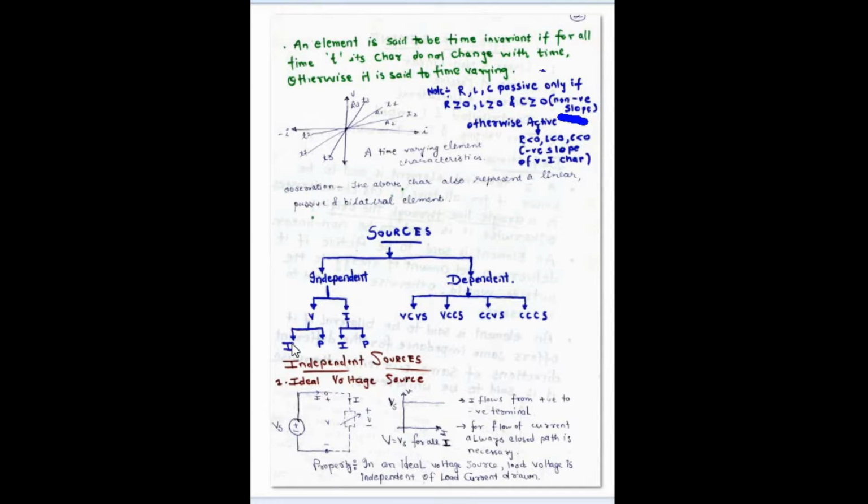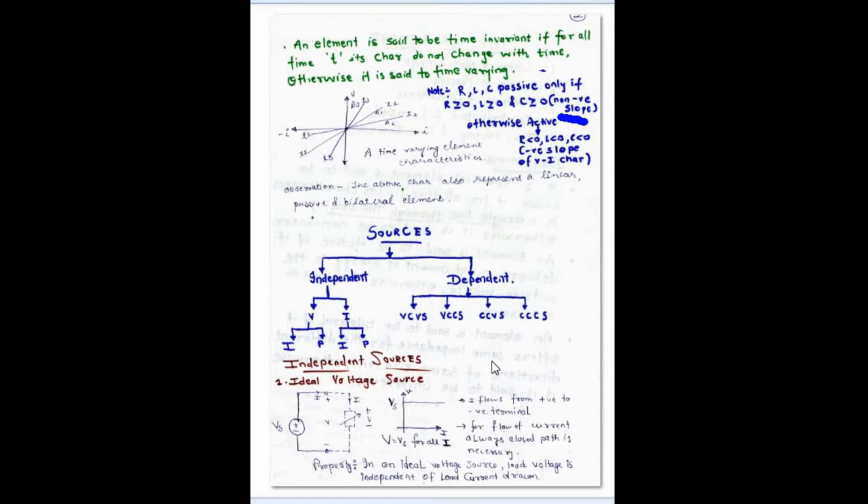The voltage is also further classified into the ideal voltage source and the practical voltage source. I is ideal voltage source, P is the practical voltage source. While current is also categorized further into ideal current source, practical current source. So this was all about independent. Now in the dependent sources, there are four categories: voltage control voltage source, voltage control current source, current control voltage source and current control current source. This I will explain further in the coming lecture.